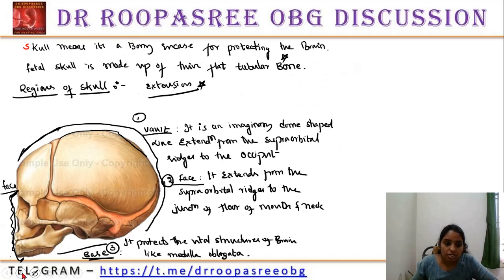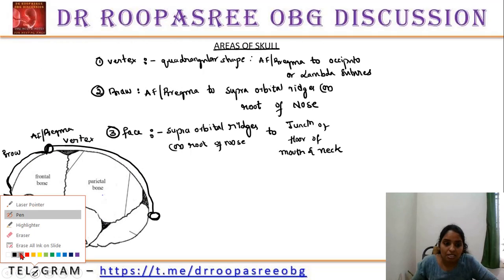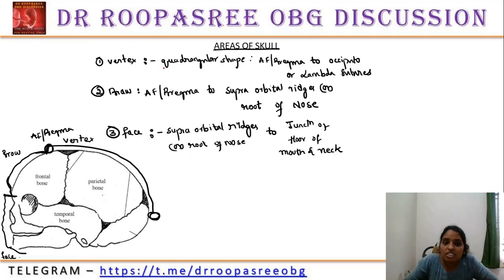What are the questions that can be asked here? What is the shape of the vertex? This is the first question. Important: extension from the anterior fontanelle or bregma to the lambda or lambdoid sutures. It is the second question. They may be asking what is the brow, what is the extension, and what is the face. These are the questions they will be asking in your MCQs.